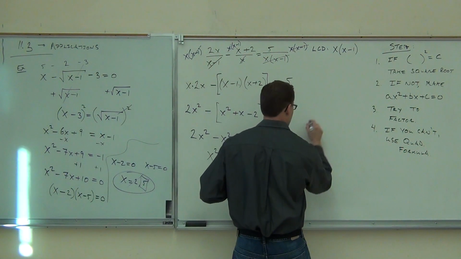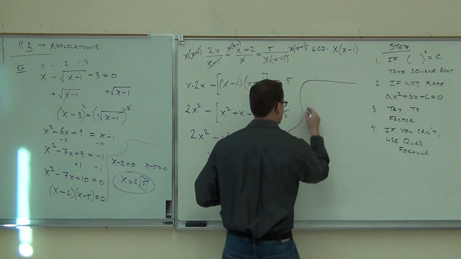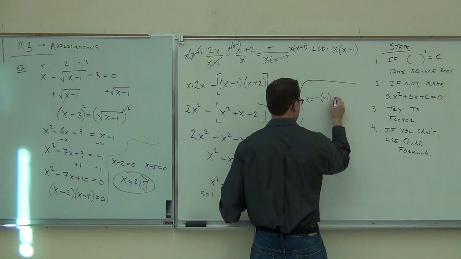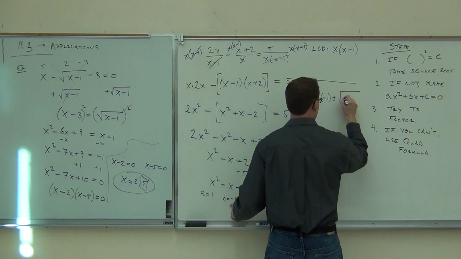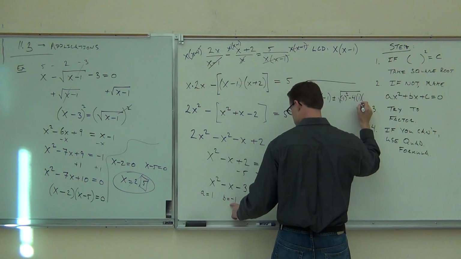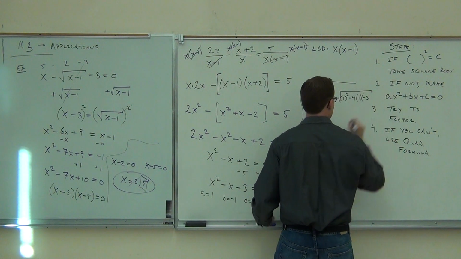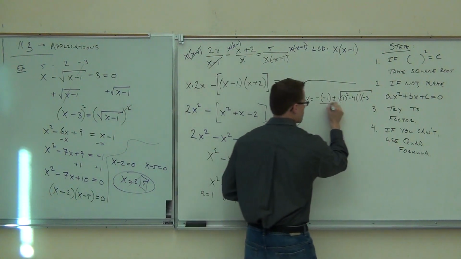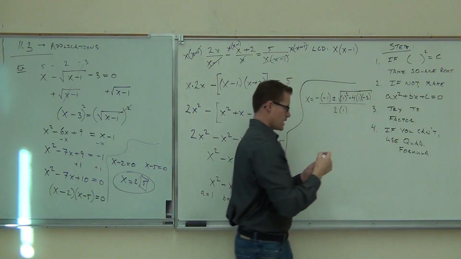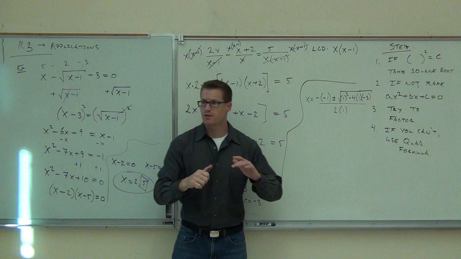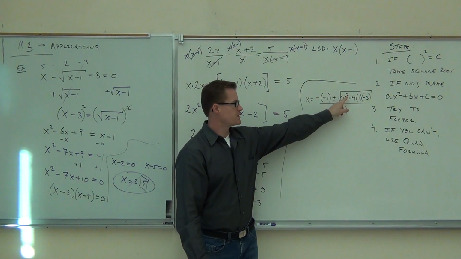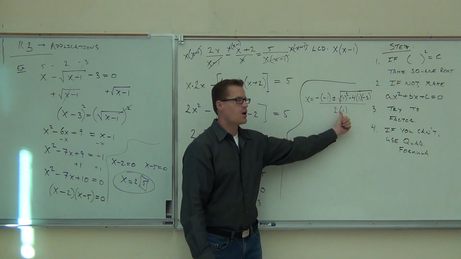The quadratic formula says x equals negative b plus or minus radical b squared minus 4 times a times c, all over 2a. You set up the quadratic formula by not doing anything in your head. You simply plug in numbers. So the quadratic formula, hopefully you memorize that. It's negative b plus or minus radical b squared minus 4 times a times c, all over 2 times a.